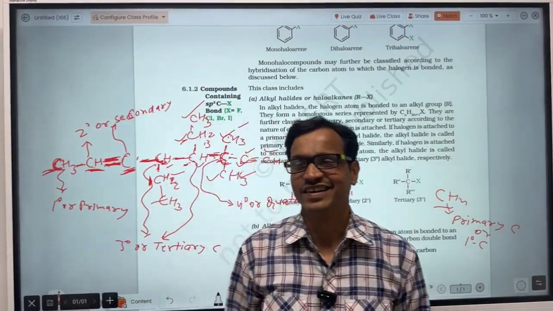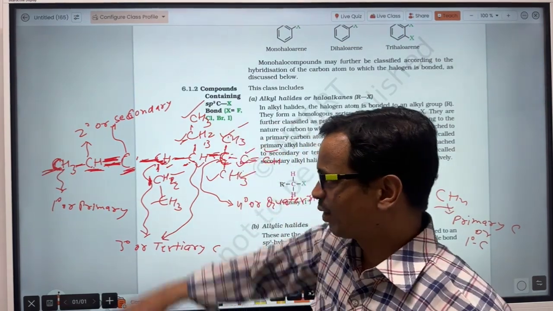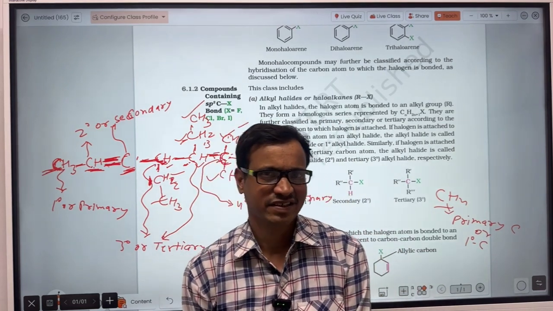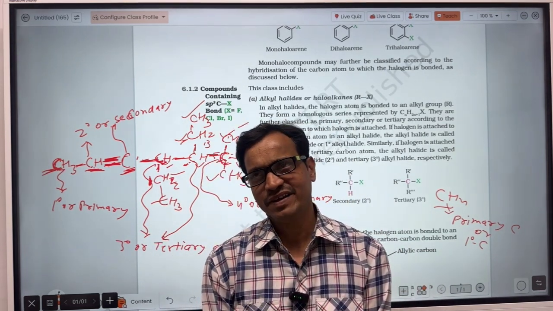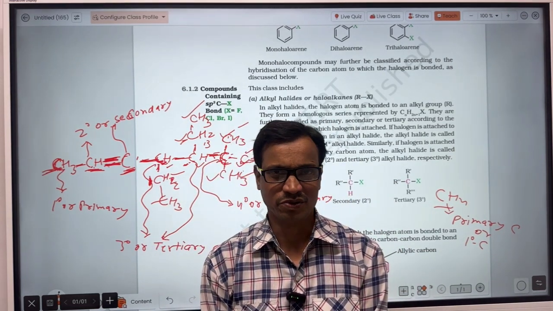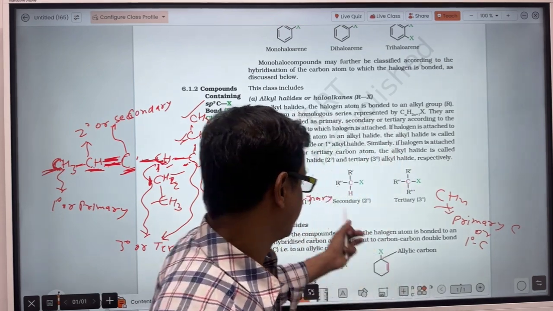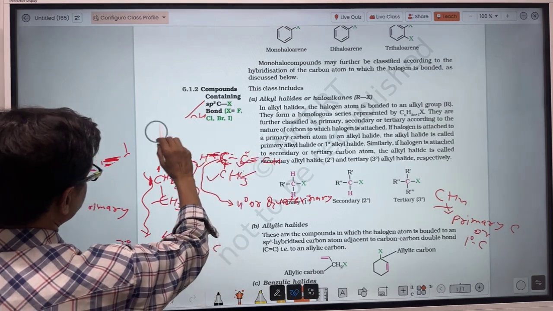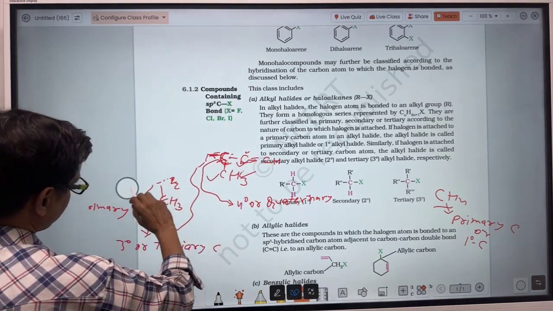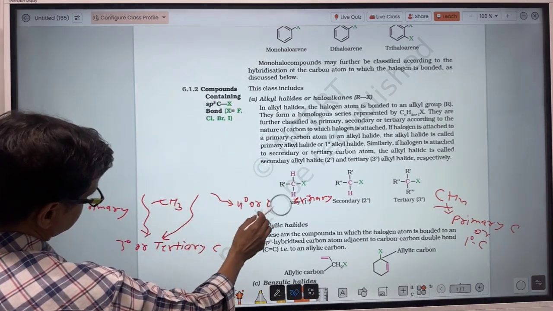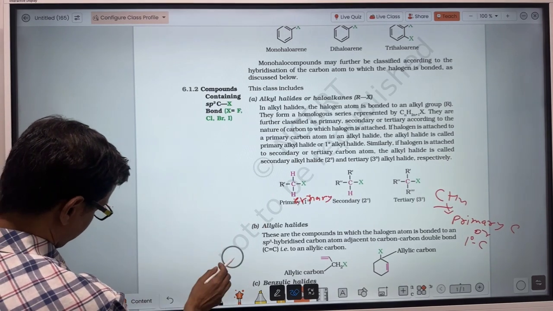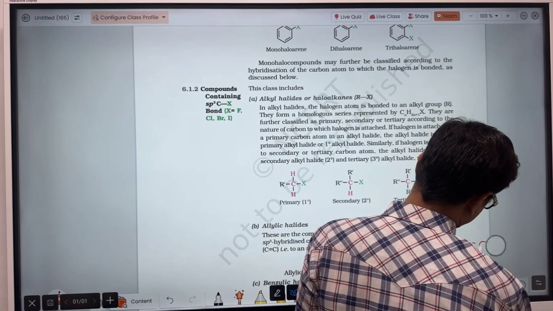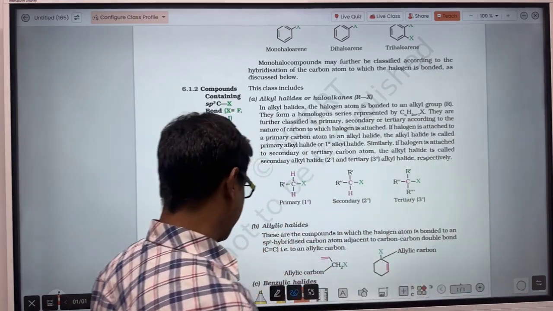Okay. I think here you have not felt any difficulty about how to predict the hybridization and how to predict whether the carbon is primary or secondary or tertiary or quaternary. Now let's see compounds containing sp3 C-X bond.